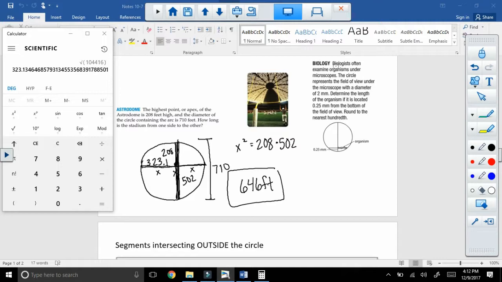Here where it says biology, it says biologists often examine organisms under microscopes. The circle represents the field of view under the microscope with a diameter of 2 millimeters. So the diameter of this circle is 2 millimeters.